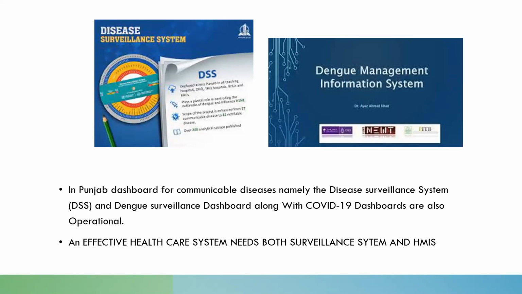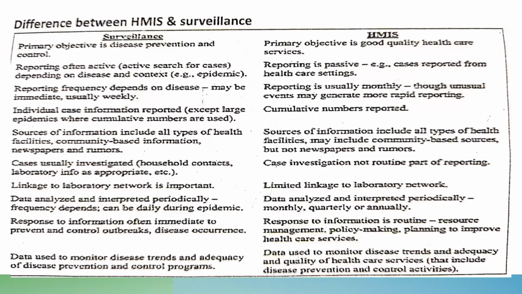For an effective healthcare system, we need surveillance and HMIS to work in collaboration and in coordination at different healthcare levels, so that efficient and effective health information systems can be developed. This is a chart just to briefly explain the differences between surveillance and HMIS.